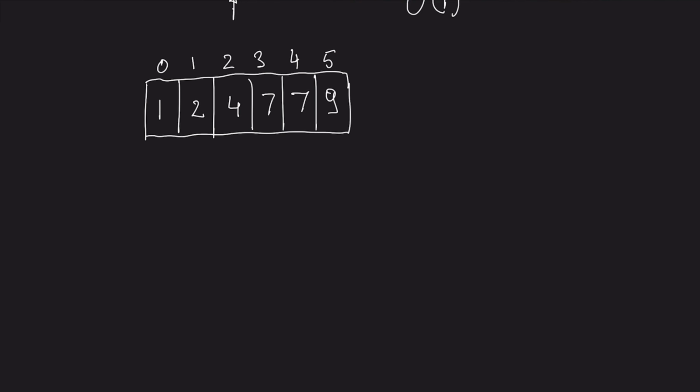We can start from index 1, so we start from the second element in the array, and we will compare it with the previous one, which is at index 0.